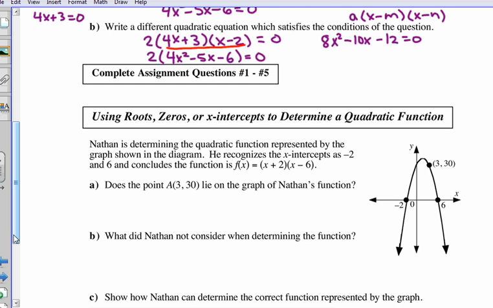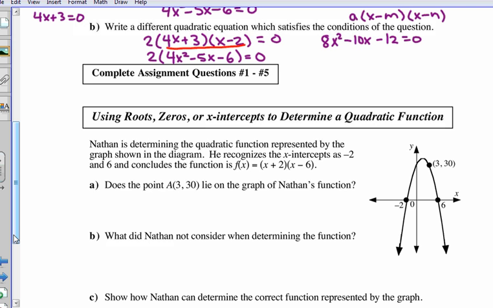Okay, so carrying on. Using zeros, roots, and x-intercepts to determine a quadratic equation. Nathan is determining the equation of a function represented by the graph shown in the diagram. He recognizes that the x-intercepts are -2 and 6 and concludes the function is (x + 2)(x - 6). Does the point (3, 30) lie on the graph of Nathan's function?